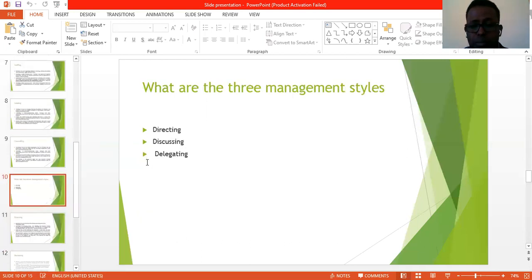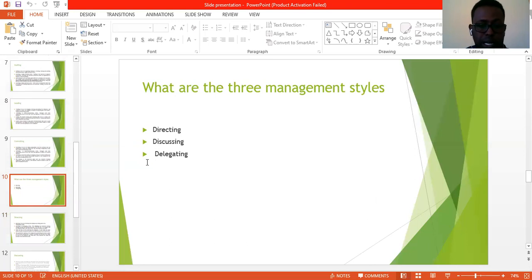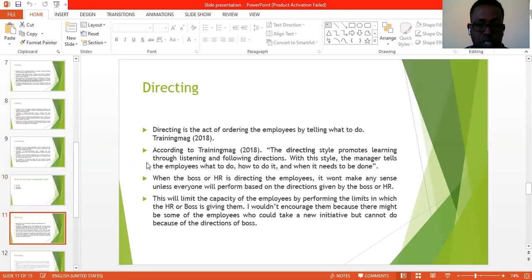Now, what are the three management styles that managers should use? The first one is directing, the second one is discussing, and the other one is delegating. Directing is the act of ordering employees by telling them what to do. This is according to the Training Mag 2018.